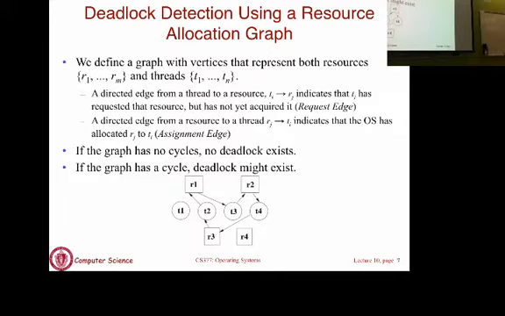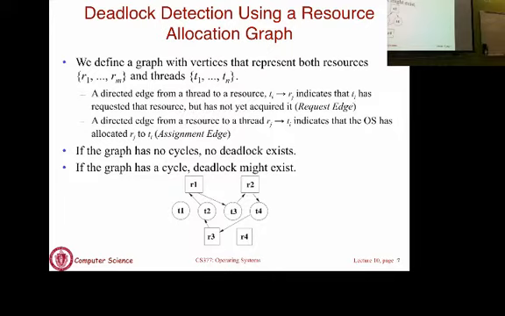And there are directed edges in this graph. There are two kinds of edges: what's called a request edge and what's called an assignment edge. When an edge goes from a thread to a resource, like thread T2 has an edge going to R1, that means that thread is requesting that resource. It is asking for the resource, it's trying to grab a lock on that resource. That's called a request edge. You make a request for a lock.